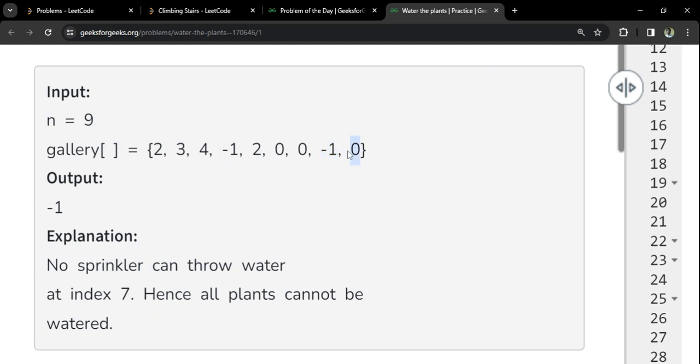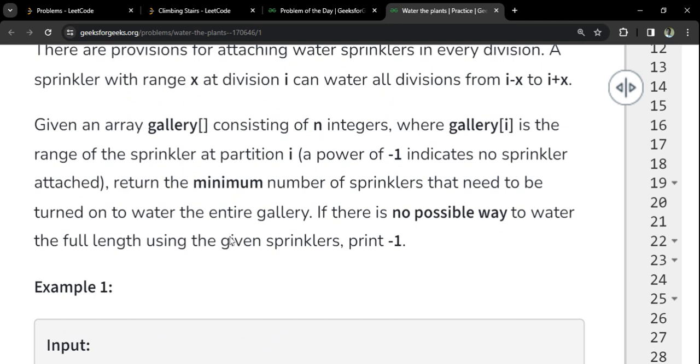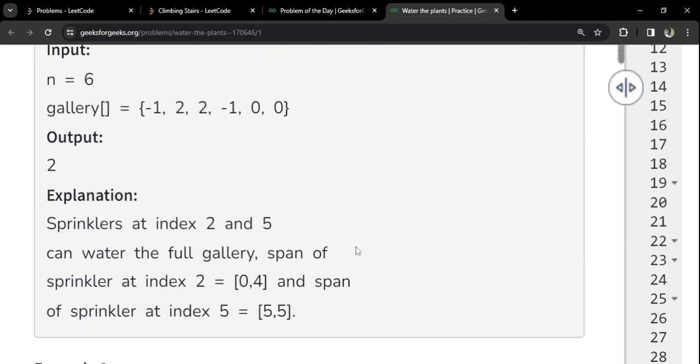But what are the neighbors? 0 is the neighbor. That means this particular index has a sprinkler, but it won't be able to supply water to the neighbor. So this particular index cannot get water from anywhere. That's why we're returning -1 as the answer, because they have clearly mentioned that if there is no possible way to water the full length, simply return -1.